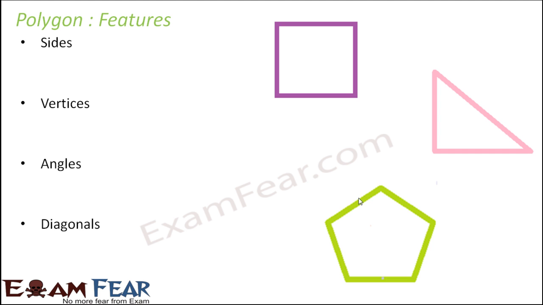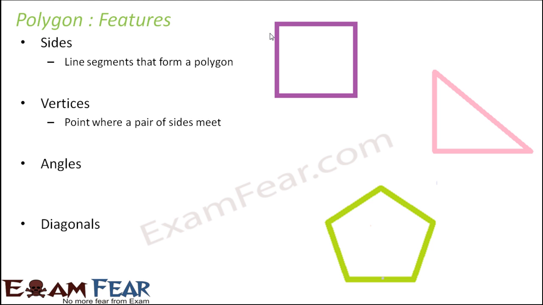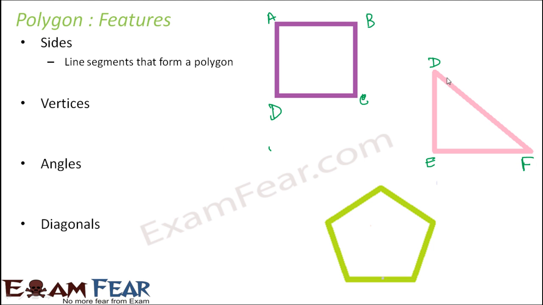Now when we talk about features of a polygon, here we have sides, vertices, angles and diagonals. Sides are nothing but the line segments which form the polygon. If you take the example of this polygon, let's name it A, B, C, D. Here AB, BC, CD and AD are the sides of the polygon. If you look at this triangle DEF, then DE, EF and DF are the sides of the polygon.